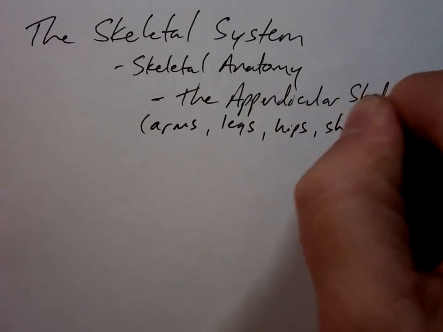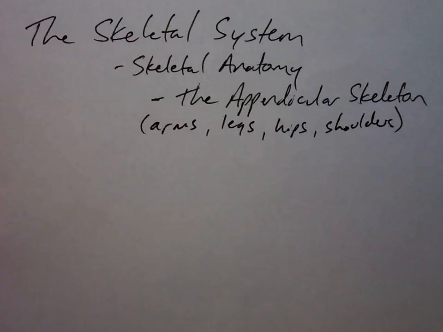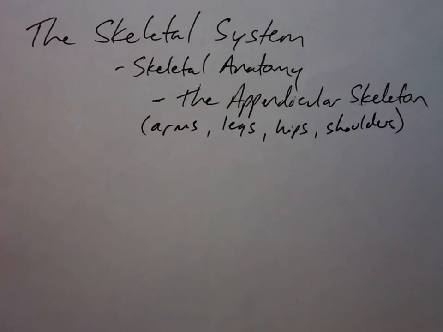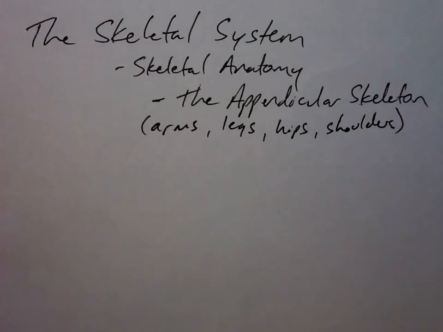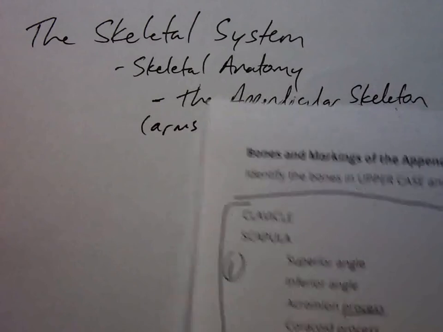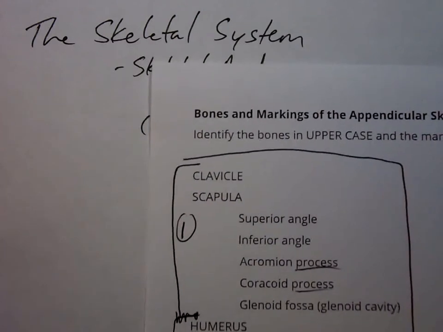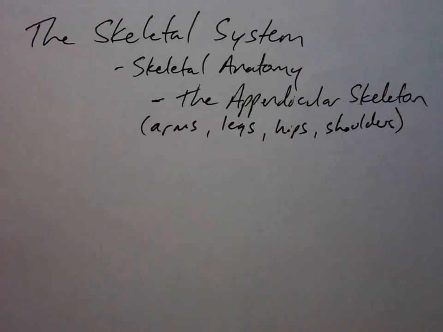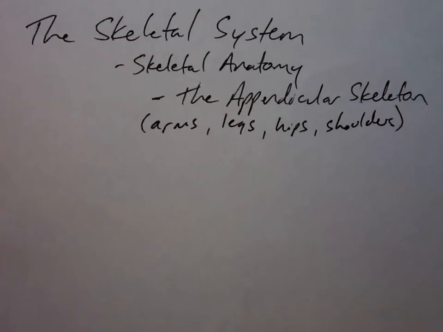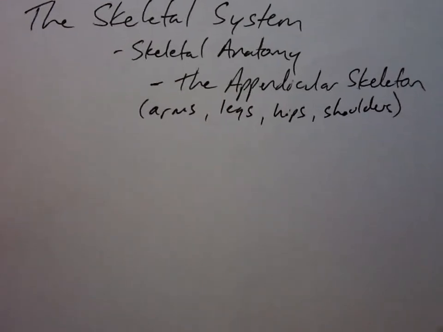hips, shoulders. That's our entire focus on this 8-day section, okay? We're just looking at the bones and markings thereof on those things. And again, like I said on our sheet here, the bones are going to be in caps, and the markings are going to be in capital and lowercase. They're kind of tabbed over underneath each of those. So arms, legs, and what's called the pectoral girdle, which is the shoulders, and the pelvic girdle, which is the hips. And so that's our focus here today.